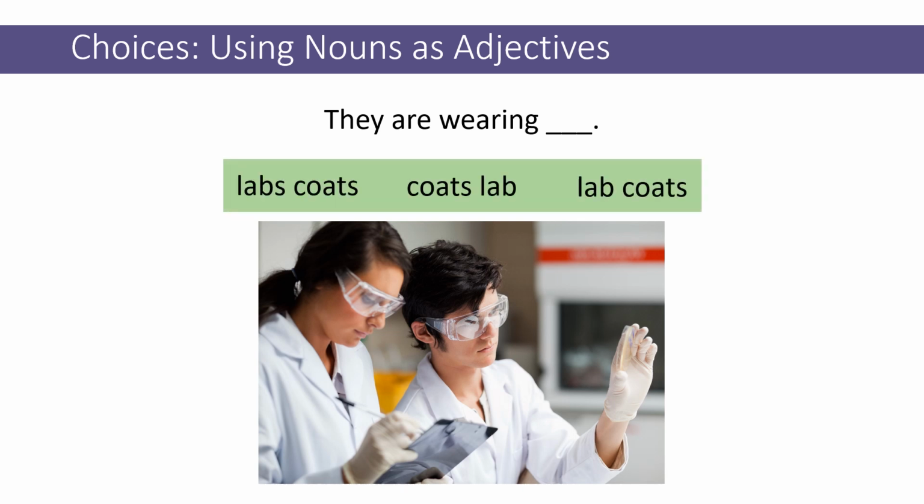So let's choose the appropriate conclusion in this one. They are wearing lab coats, coats lab, or lab coats. In this one, it should be lab coats. Remember that when we have two nouns together, the first one is always going to be singular, and the second one is actually going to be the main noun. The first one, in this case lab, is acting as an adjective and it's modifying the noun coat.